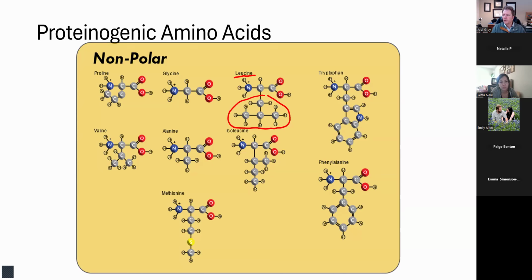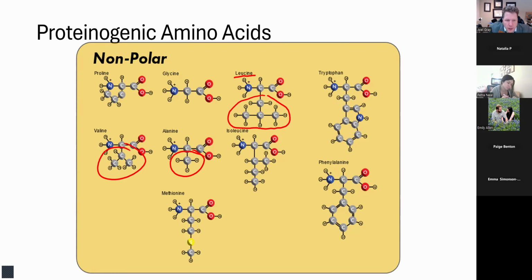Okay. And so now back to our non-polar amino acids. We've got leucine, we've got all of these amino acids where mostly we're looking at hydrocarbons. Alanine, valine, proline is kind of interesting because the R group circles back to the N terminus, but for the most part, all of these residues are going to interact with one another and they're going to want to avoid the environment.